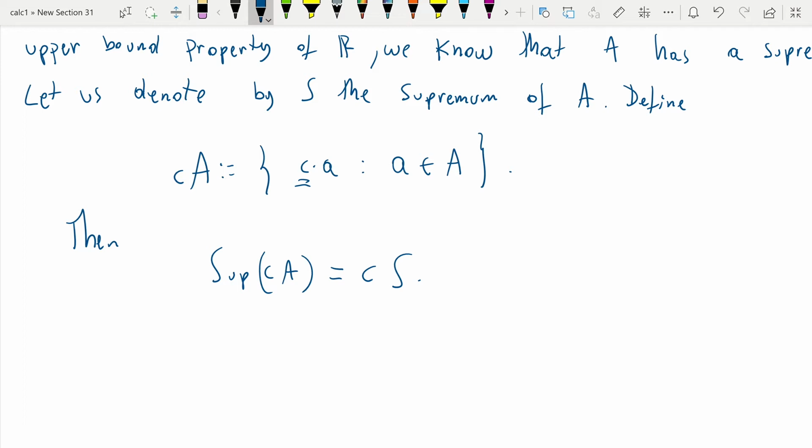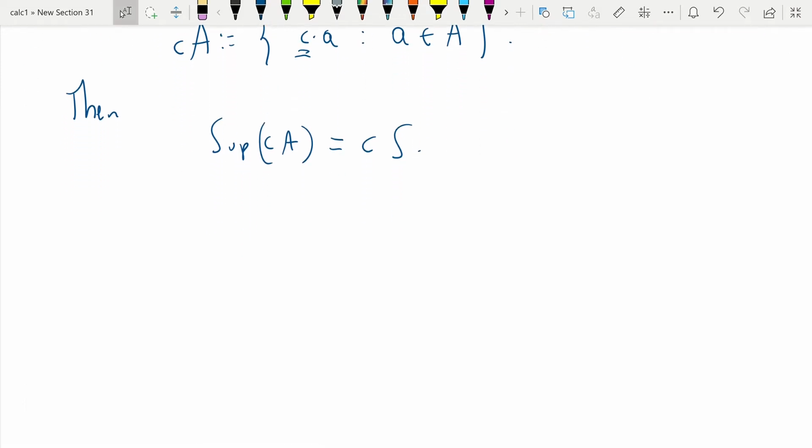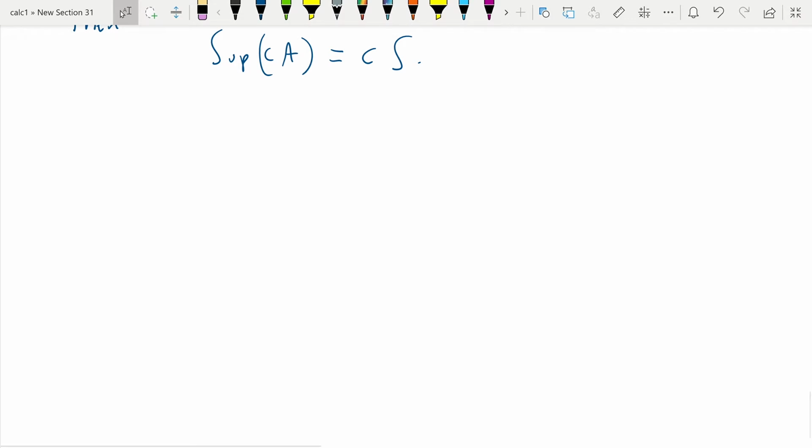Then the supremum will also be multiplied by c, because for the same reason we saw above, we'll be able to perform the same kind of operations that we did before when we move things from one side to the other, in order to reduce the statement that c times S is the supremum of the new set c times A to just the property we already know that S satisfies by virtue of being the supremum of the set A. So if you said that this was the case, then you have a very good intuition. That's actually true.